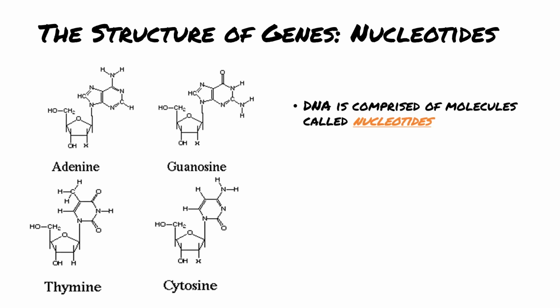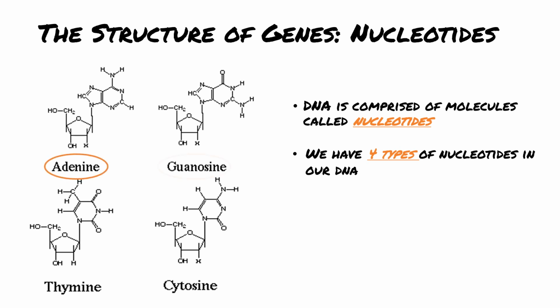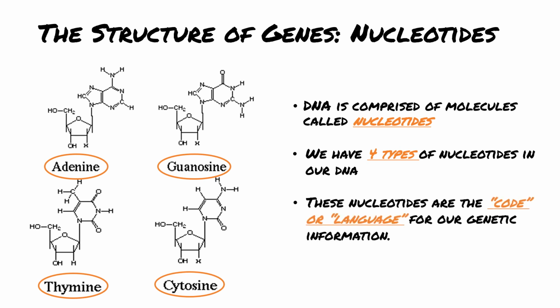An easy way to think of nucleotides is to think of DNA as a long chain and nucleotides as the links that make up those chains. Essentially, DNA is made up of nucleotides. We have actually 4 types of nucleotides in our DNA: adenine, guanine, thymine, and cytosine. And these nucleotides make up the code or language in which our genetic information is written.